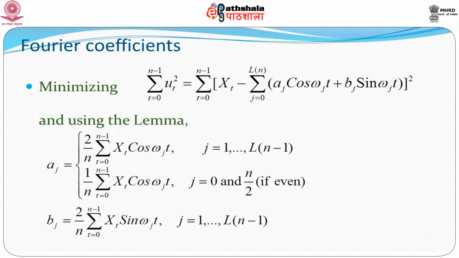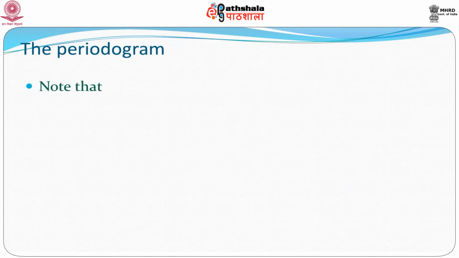The b_j's always come out to be 2/n times the summation of x_t sin(ω_j t), and these a_j's and b_j's are referred to as the Fourier coefficients. Now, once we have got these Fourier coefficients, let us look at what the sum of squares comes out to be. First of all, you can see that x bar is equal to a_0. If you go to the expression of a_j and take j equal to 0, you get x bar.